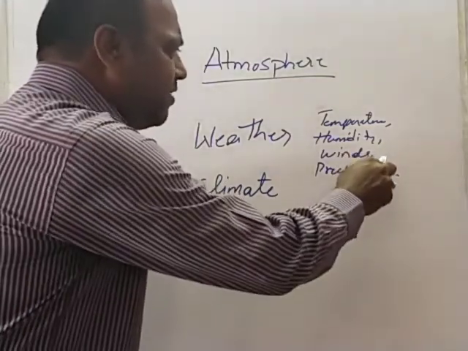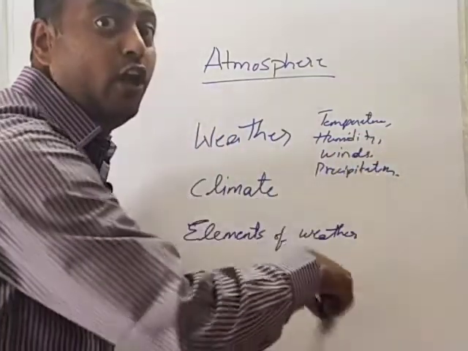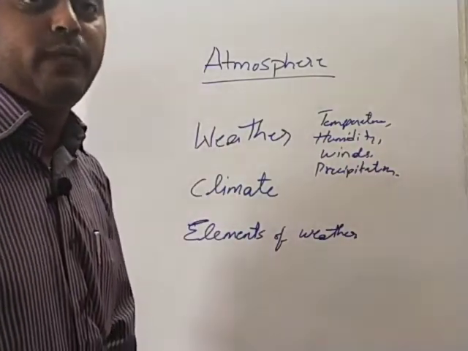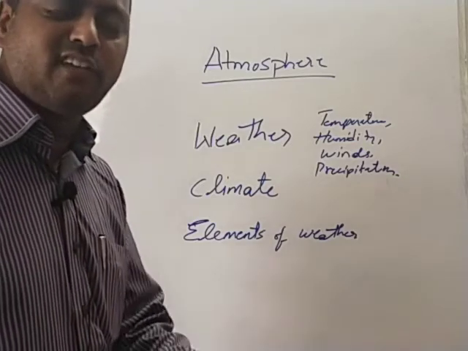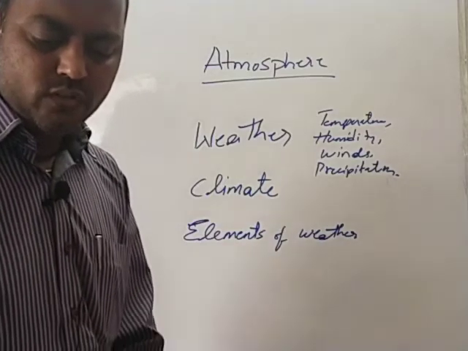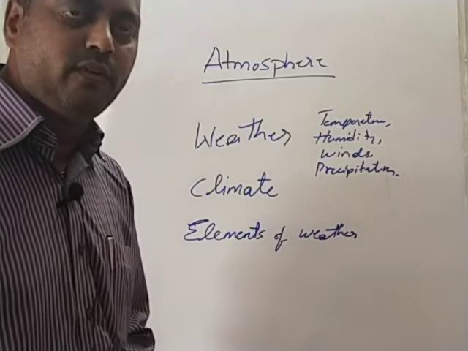These are all the elements of weather. When these are expressed for a shorter period of time, it is called weather. When these are expressed for a longer period of time, it is called climate. When the elements of weather are expressed for a longer period, it is climate. When they are expressed for a shorter period, it is called weather. So these are also the elements of climate, and these are also the elements of weather.